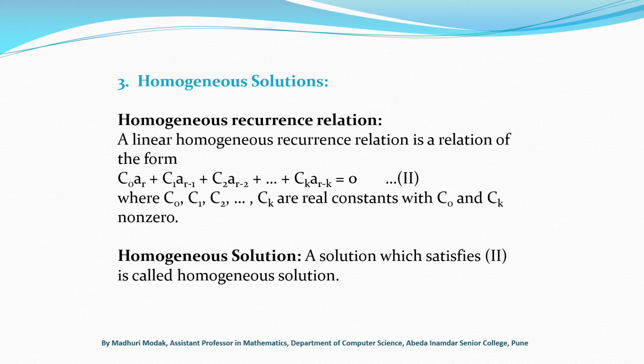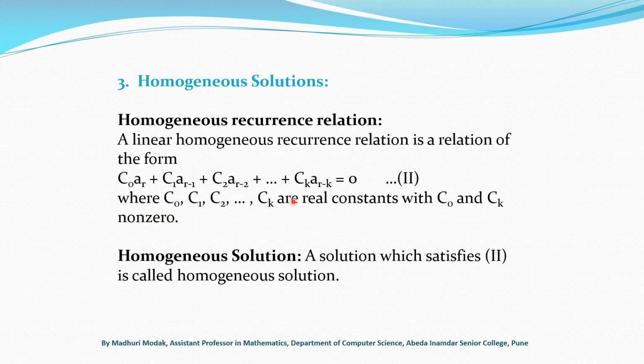Now we will see how to solve a homogeneous recurrence relation. First see the definition. A linear homogeneous recurrence relation is a relation of the form C0 a_r plus C1 a_(r-1) plus and so on, Ck a_(r-k) is 0, where C0, C1, Ck are real constants with C0 and Ck non-zero.